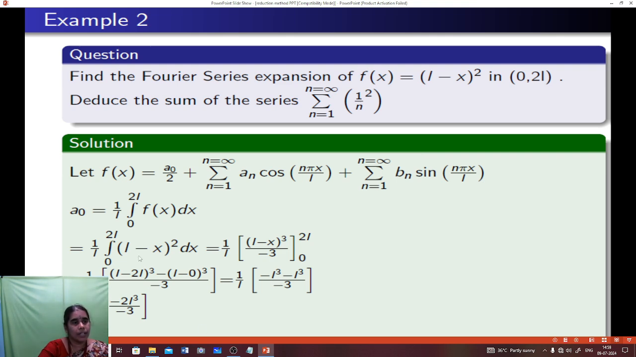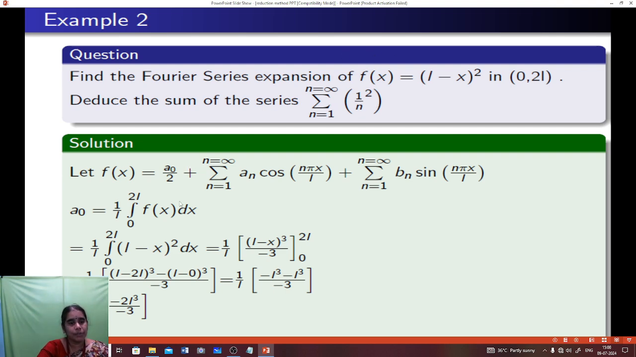Okay, what we have to do? Find the Fourier series expansion of (L minus x) the whole square. There it was (pi minus x) the whole square, here (L minus x) the whole square, and find the sum of the series, this thing. We are going to find the sum by using Parseval's formula.